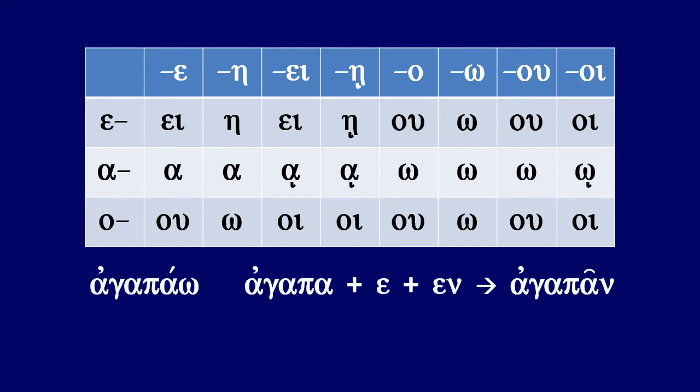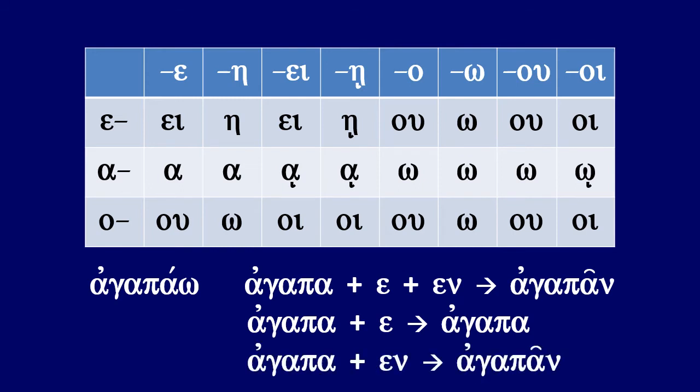And here's an example of a contract verb whose vowel stem ends in a short alpha sound. Agapao is our word. Starting on the left, you have an alpha combined with an epsilon, and according to our chart, that ends up being an alpha. And then in our last line here, you take the agapa that was formed from the previous contraction. You still have to attach the epsilon nu ending. And so the alpha combined with an epsilon remains an alpha. And thus the final form of this contract verb is agapan.